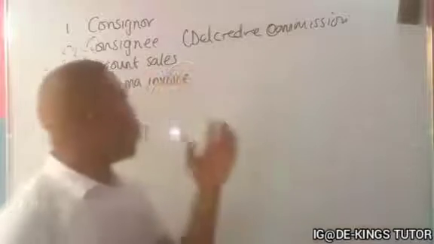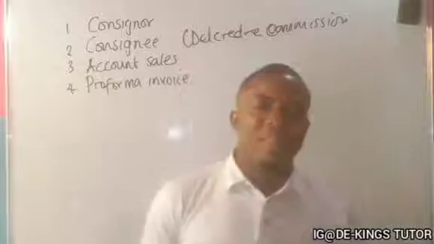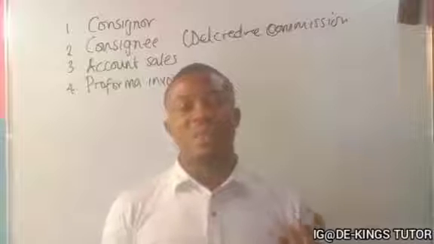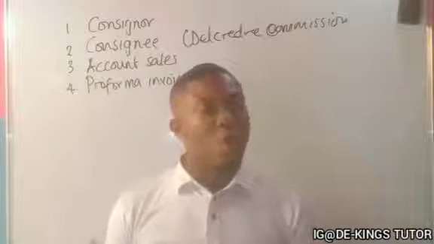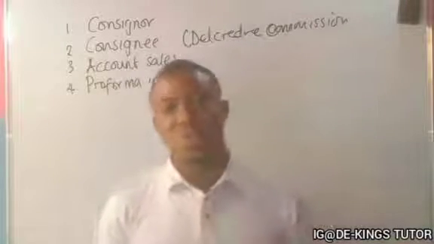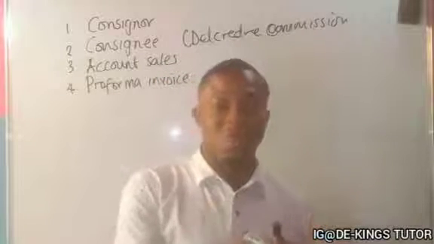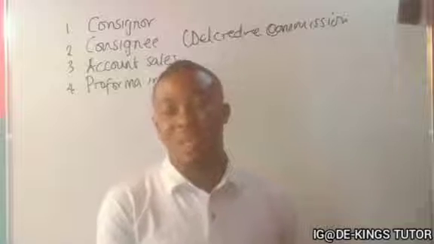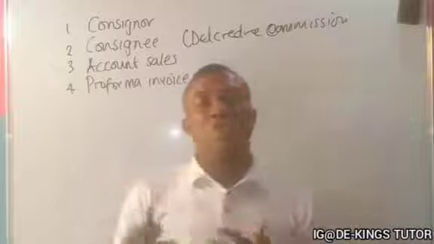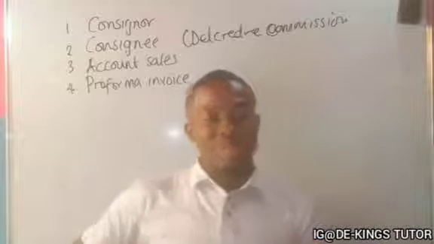So the account sales. Now, what is account sales? Now, after the consignor must have sent the goods to the consignee, the consignee will have to receive the goods, store them, and sell. Now, after he must have sold those goods, there might be some expenses he might have incurred while selling those goods. We call those things selling expenses. Most of them might be landing charges, carriage outward, and it might also be commission, because before he sends back the money, he has to remove his own commission.